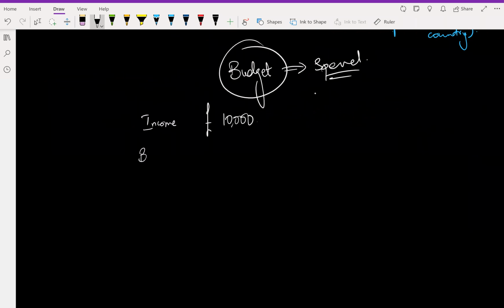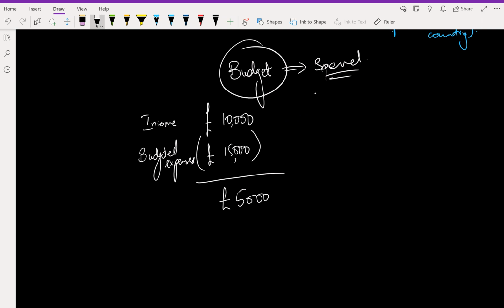and the budgeted expenses you have are, let's say, 15,000. Now, these are unavoidable expenses. If you don't incur these expenses, you won't be able to sustain your living standard. Okay. So you see that mathematically speaking, there is a deficit of 5,000 pounds. Yes, there's a deficit of 5,000 pounds over here.